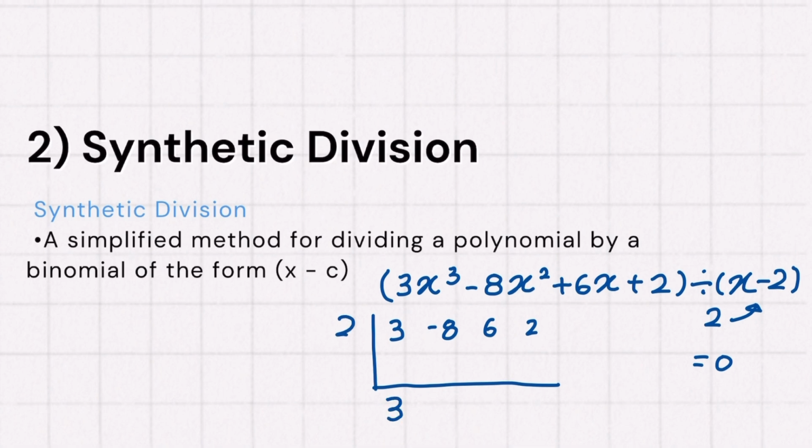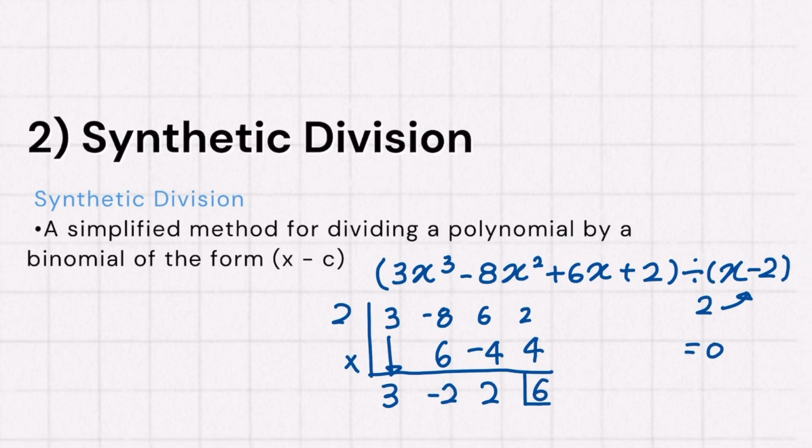We bring down the 3, and then we multiply the 3 with the 2. Then we get 6. Then we add minus 4 plus 6, which is 2. Multiply again. Add again. Multiply again. And then add again. Now we can say that the quotient is 3x squared minus 2x plus 2. And then the remainder is 6.